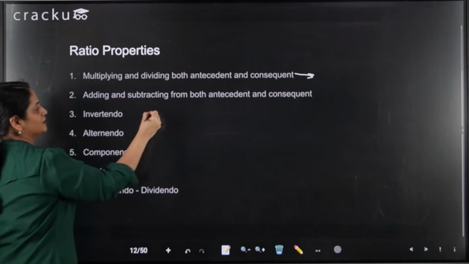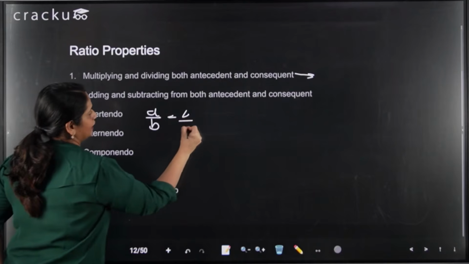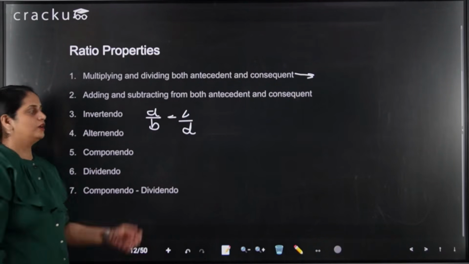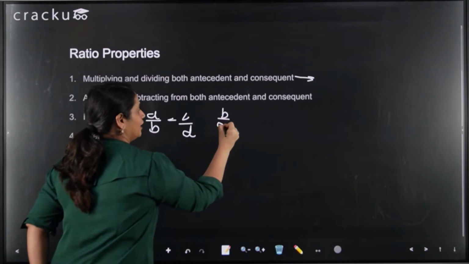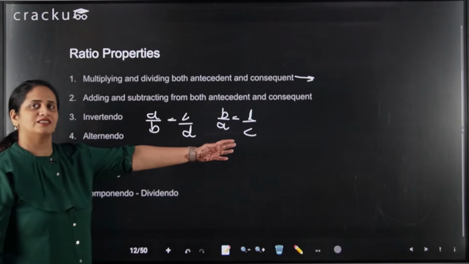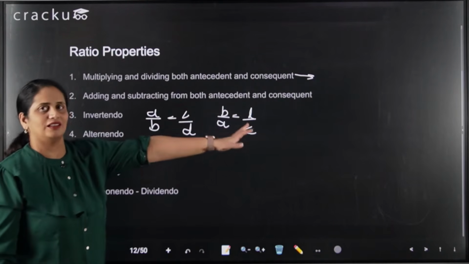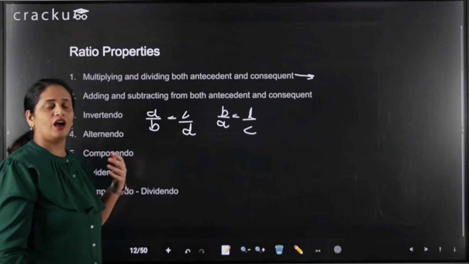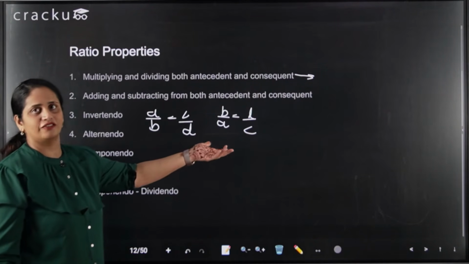Invertendo is simple. Consider A by B is, say, C by D. What does invertendo mean? It means that you can invert this ratio. So if A by B is equal to C by D, you can say that B by A is equal to D by C. This comes from basic fractions, right? You invert one side of the fraction, you invert the other side of the fraction. Simple. There is nothing really new to it. But if I say invertendo, half of you will be like, what is that? I've never heard of it. But it is simple: you are inverting the fraction.